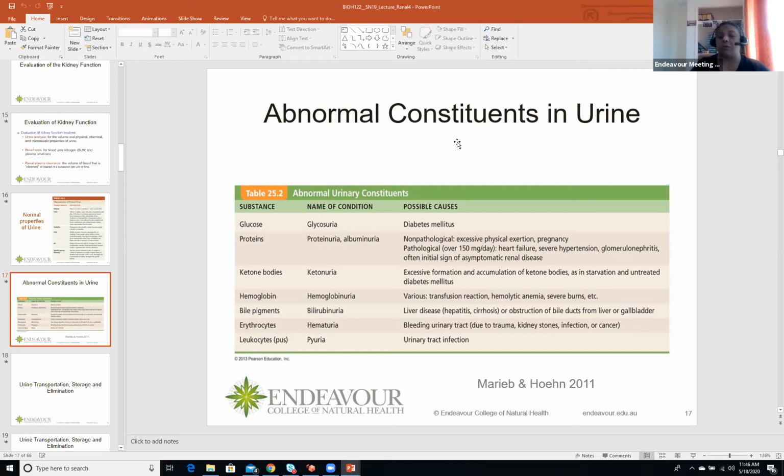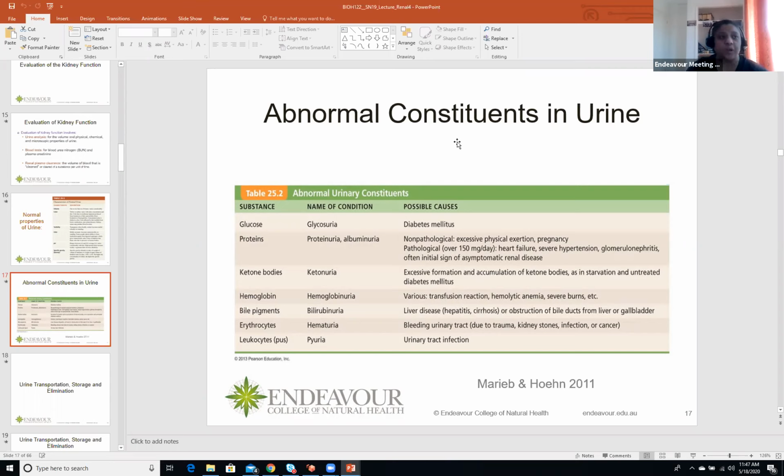Bilirubinuria is presence of bilirubin in urine. Hemoglobinuria is presence of hemoglobin in the urine. Pyuria is presence of pus or white blood cells in urine. Okay, so what can cause all these things?